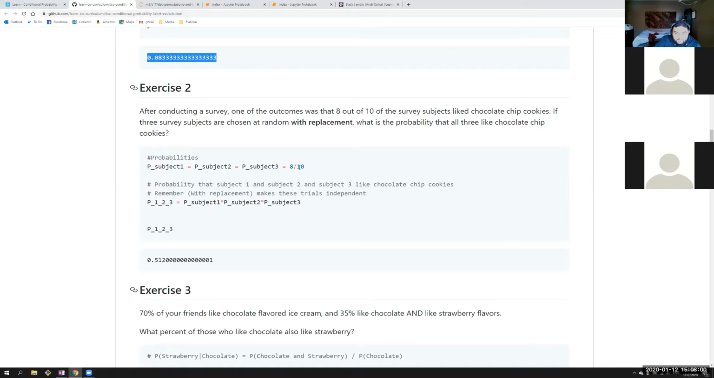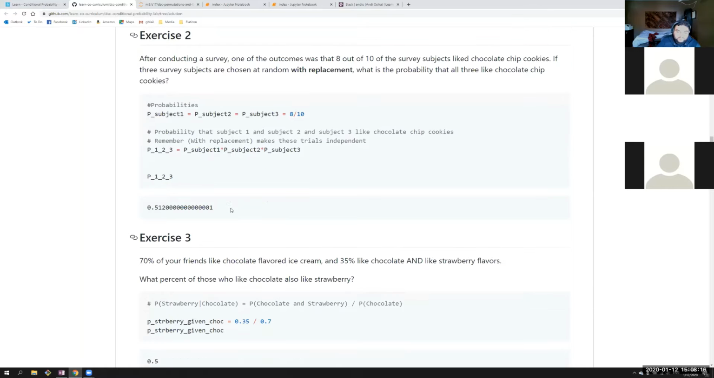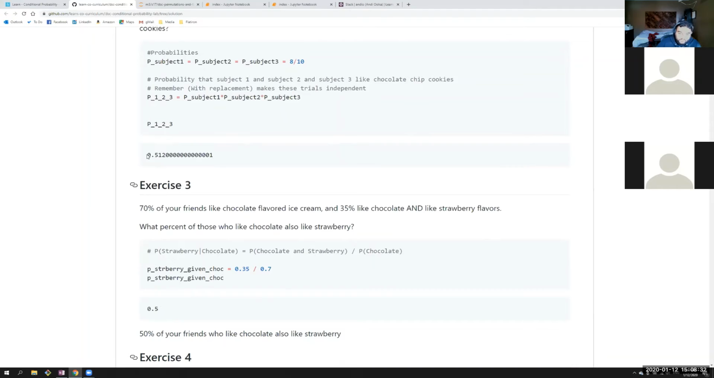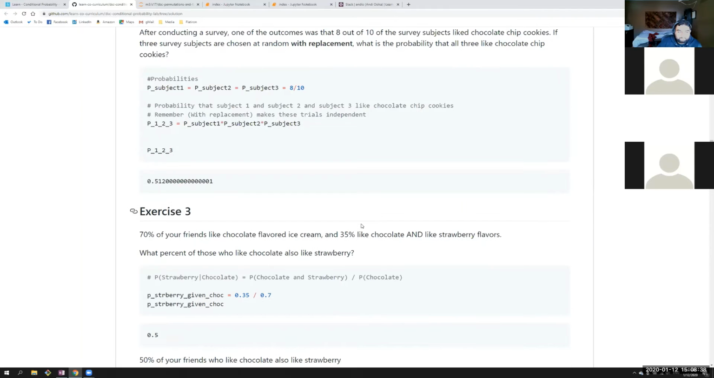Okay. So there's an 8 out of 10 chance that any given individual is going to like chocolate chip cookies. Because we're replacing, each selection has the same odds. The first person that we pick, there's a 0.8 chance that he's going to like chocolate chip cookies. The second person has the same chance because we're picking from the same pool with the same odds. And the third person is the same. So that's our probability right there.